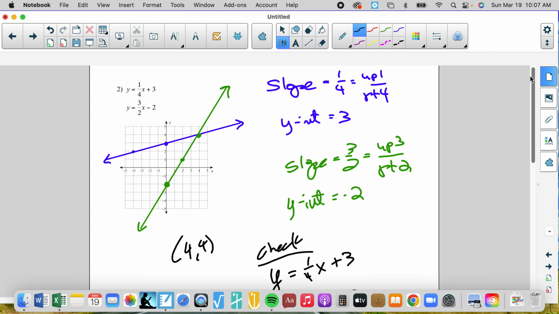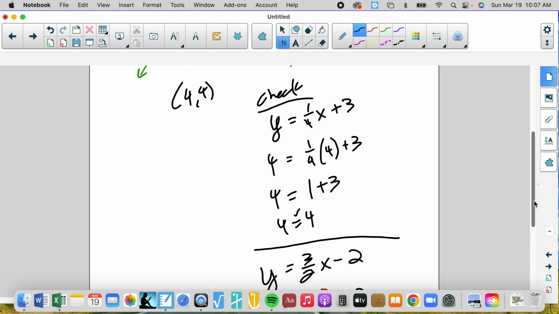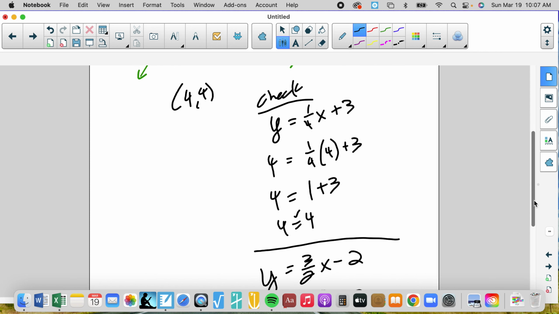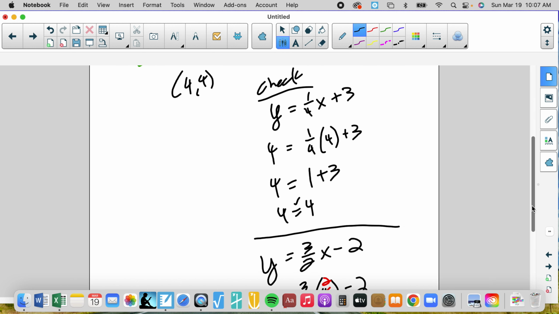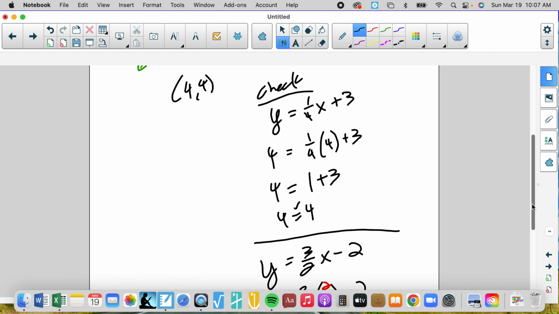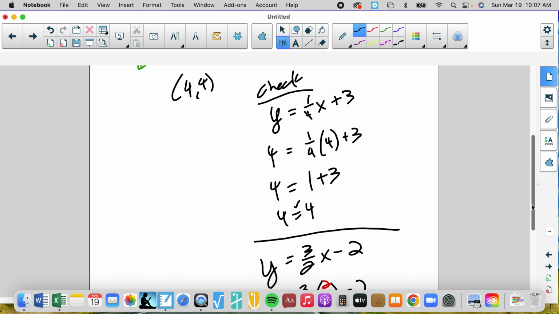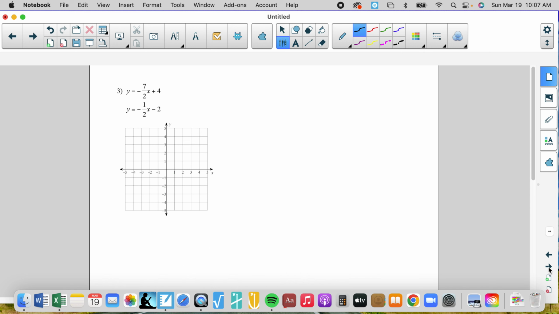So when I tell you to check, you're plugging it back in, and you're making sure that the left side simplifies and is equal to the right side simplified. We're not moving things around. We're not isolating and moving things across the equation. We're plugging in, simplifying the left side, simplifying the right side, making sure that both of those sides are equal to each other. So that is the correct answer.